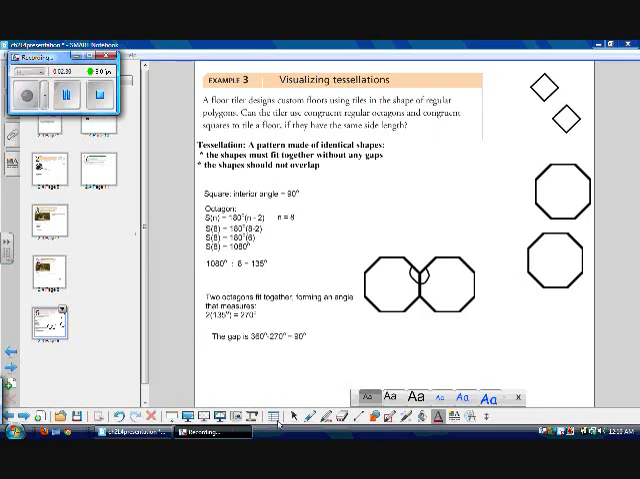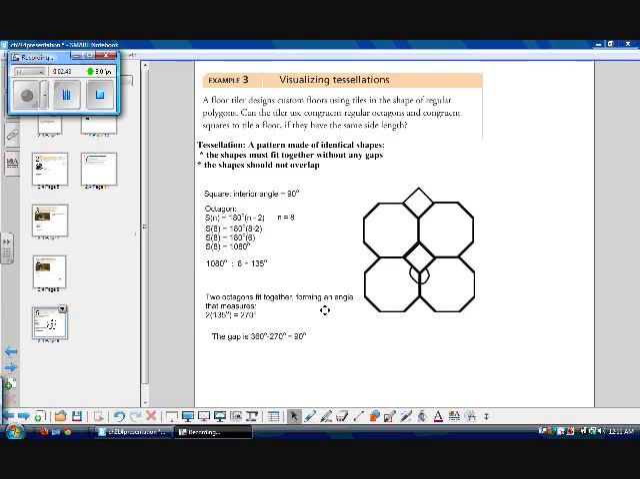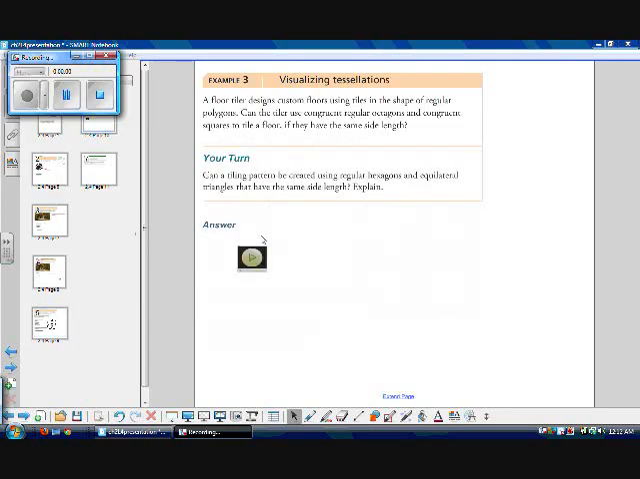We know that the interior angles of a square are 90 degrees. So because our side lengths are the same, our square fits in here just perfectly. Once we have our 360 degrees filled in, this can simply repeat over and over again, forming a tessellation. Now I'd like you to try the your turn.